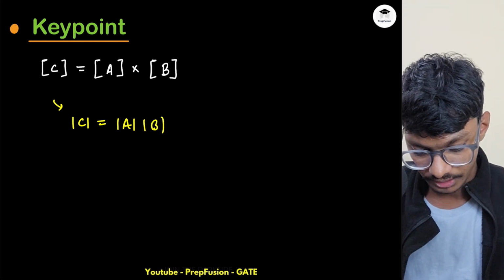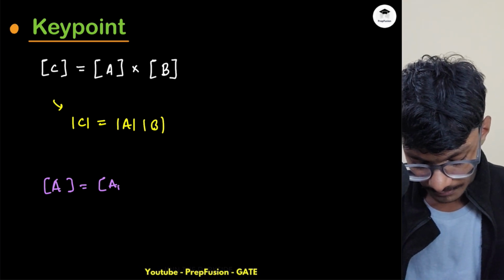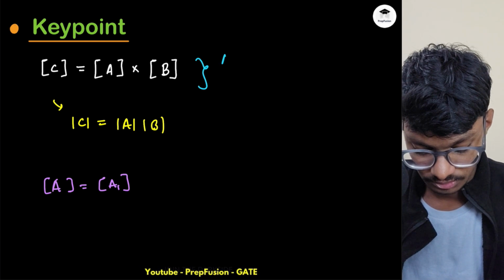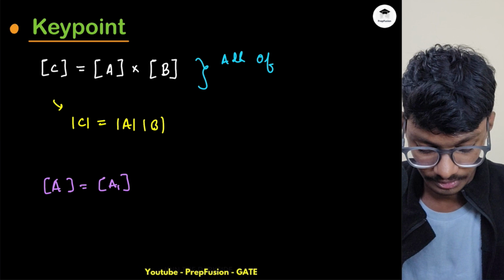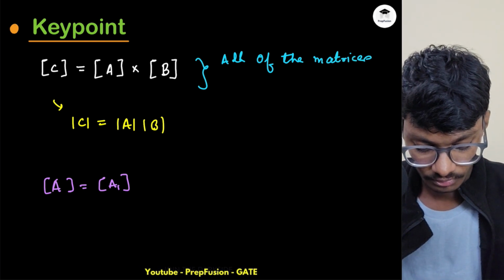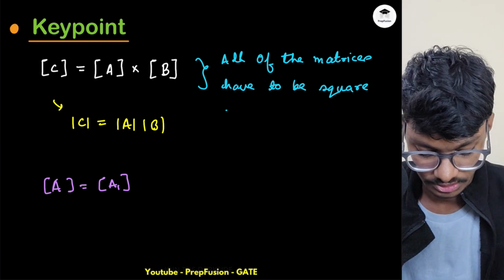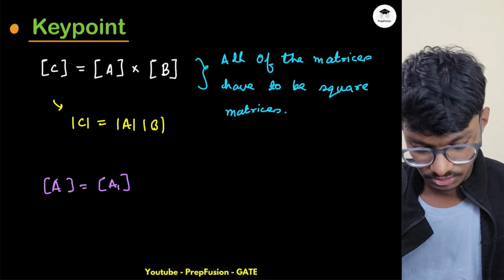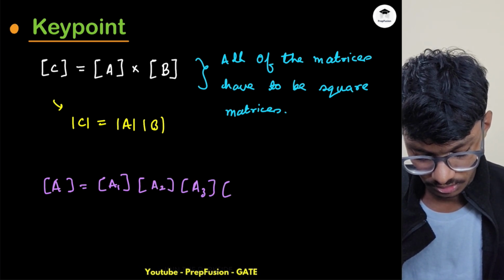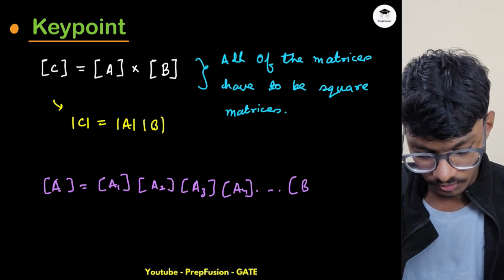Okay, so let's say I have a matrix A, which is equal to A1, A2, A3 and A4, and it is ongoing up until, let's say, AN. Obviously, for this to be satisfied, all of the matrices have to be square matrices, because the determinant has to exist, right?